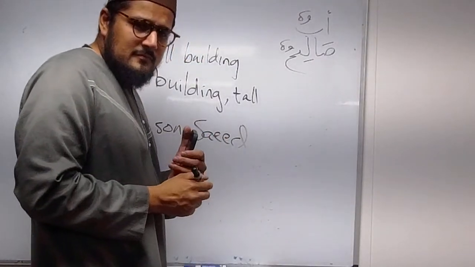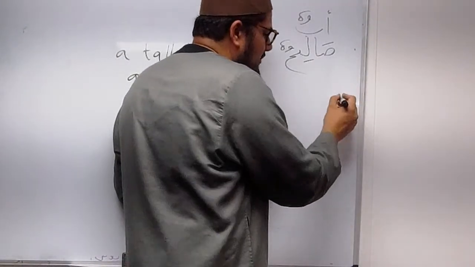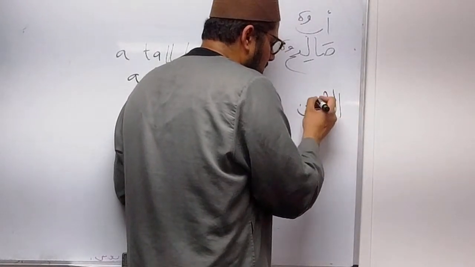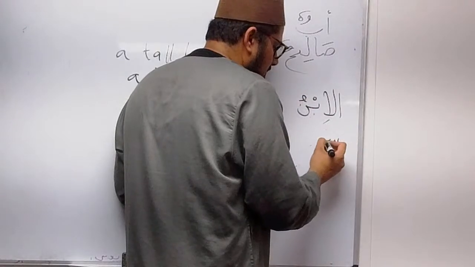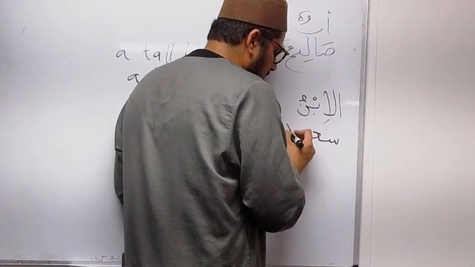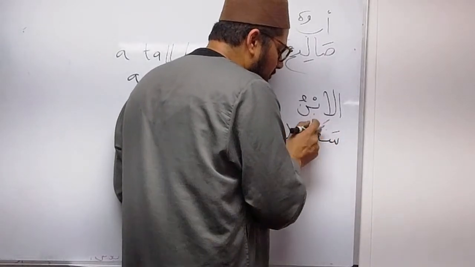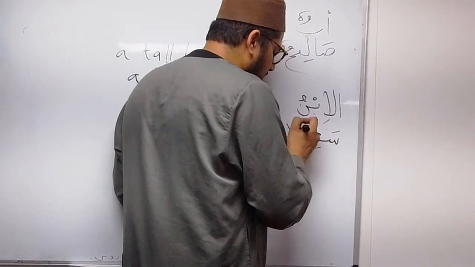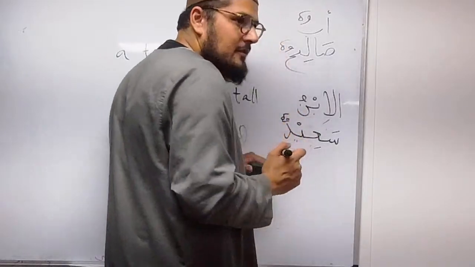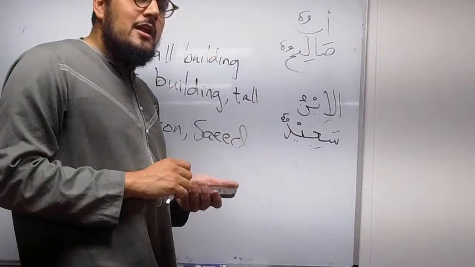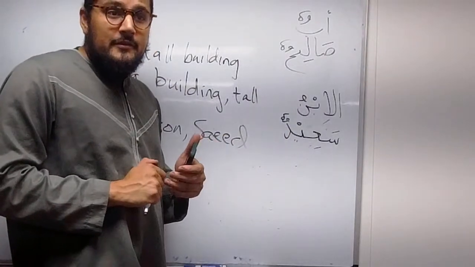The sun side. And we said it would be said? Wait, I don't know if it's right, but Al-Waladun Sa'id. Al-waladun would be wrong. Okay, correct. Why? Because it has an al. If you have an al, you can't have a tanween at the end. So al-waladu or al-ibnu sa'idun are both correct.